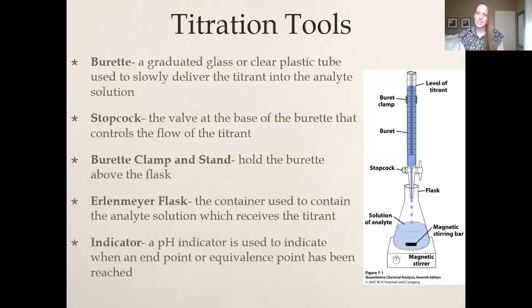These are the different tools that we use during a titration. So this big, tall glass rod, it's like super long and skinny, is the burette. That would be filled with your titrant. Then you have at the bottom of the burette here something called the stopcock, which you turn to either allow the titrant to flow or to stop the flow of titrant. Then you have the stand and burette clamp, which just holds the burette above the flask. You've got your Erlenmeyer flask down here at the bottom, which would have your analyte in it.